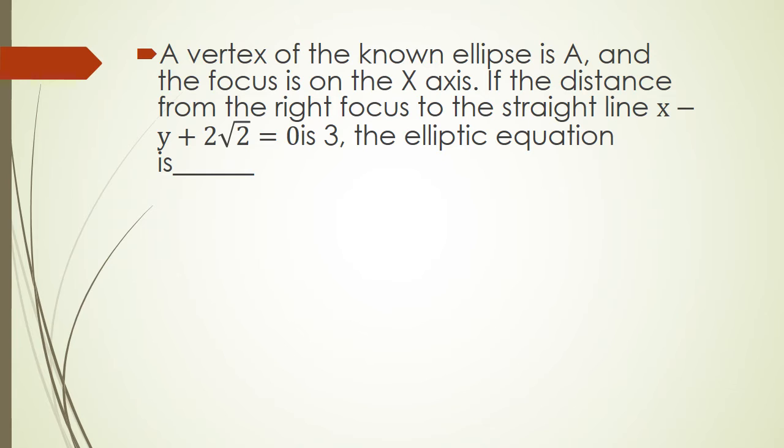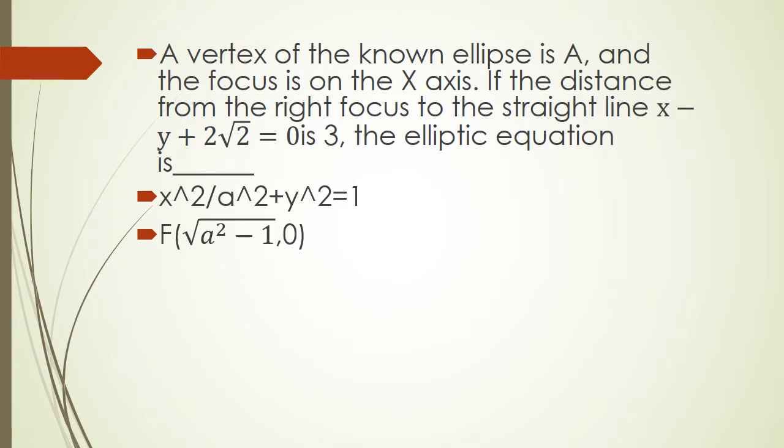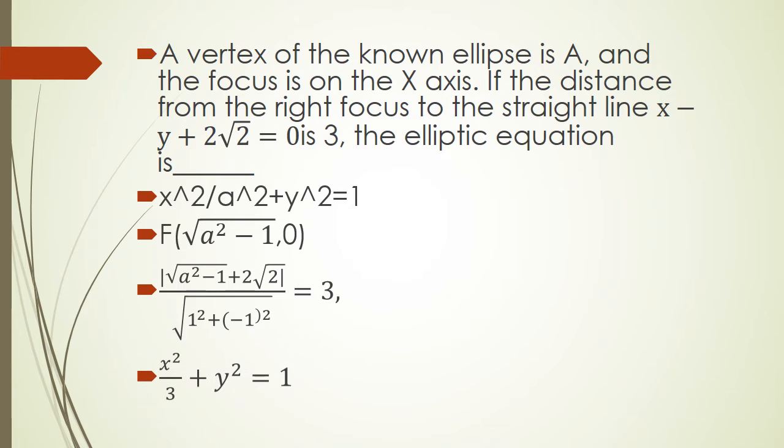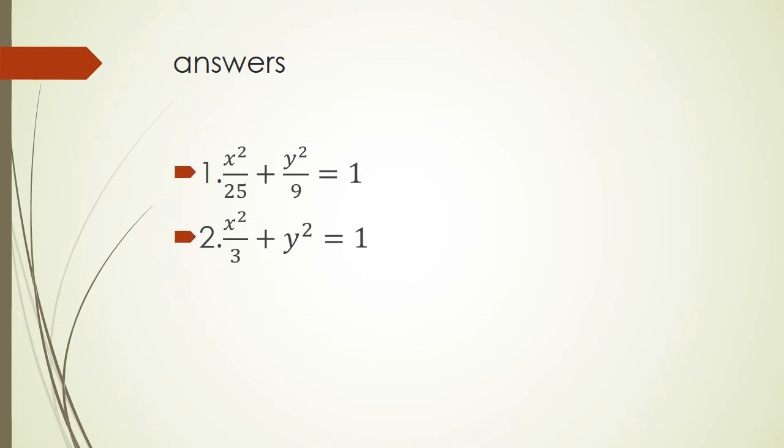The elliptic equation is, according to the elliptic equation, it can be set as x squared over a squared plus y squared equals 1. The right focus is F. And by the question, we can easily get that a squared equals 3. So our standard elliptic equation is x squared over 3 plus y squared equals 1. And there are the answers.